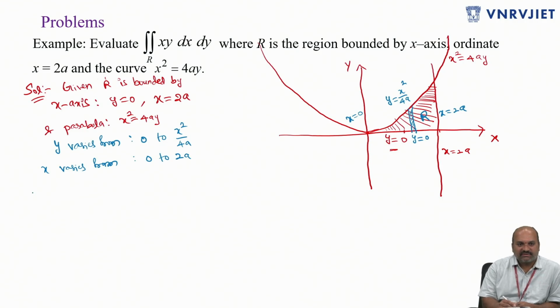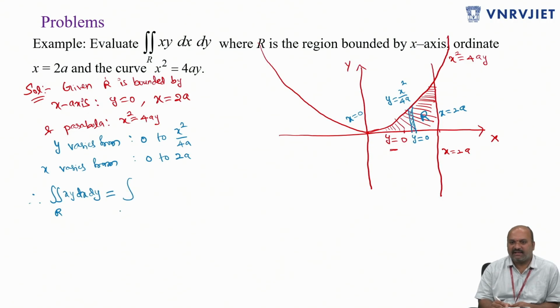Now evaluating. The double integral over the region R of xy dx dy is equal to, since the constant limits can be written outside, the integral with x varying from 0 to 2a, and y varying from 0 to x²/4a, of xy. Even though it is given as dx dy, since the y limits are functions of x, first we have to integrate with respect to y, so dy and then dx.